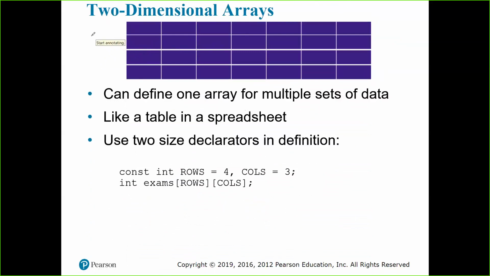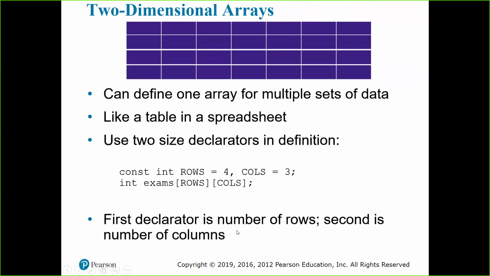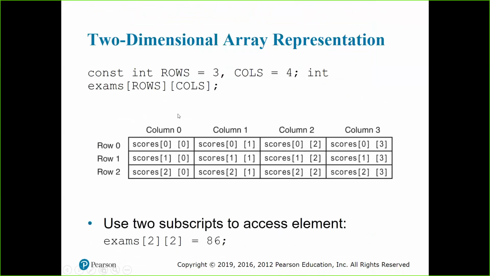A two-dimensional array has rows, these are rows, and these are columns. So when we are defining the array, we specify the number of rows and the number of columns. When we define the array int exam, the first subscript shows the rows and the second subscript shows the columns. So now this exam is a two-dimensional array. The first declarator is the number of rows, the second one is the number of columns, and it looks like this.